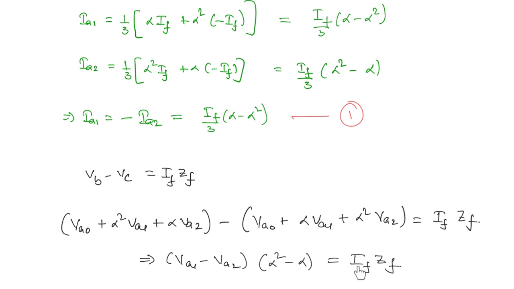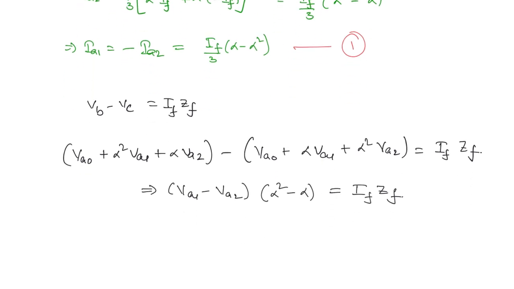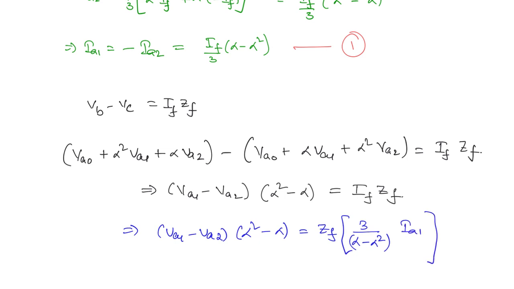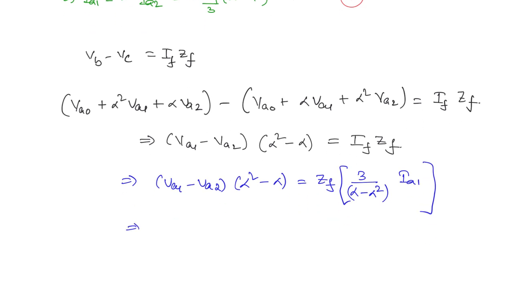Now the fault current IF you can write in terms of the symmetrical currents, right? So we will do that. This gives you VA1 minus VA2 into alpha square minus alpha, which is equal to ZF, we will take out like this, IF you can write as 3 by alpha minus alpha square into IA1. Okay. So if you simplify, you are going to get VA1 minus VA2 is equal to IA1 ZF. Okay. So this is after the simplification. Now, this is the second relation that we require to get the sequence network interconnection.